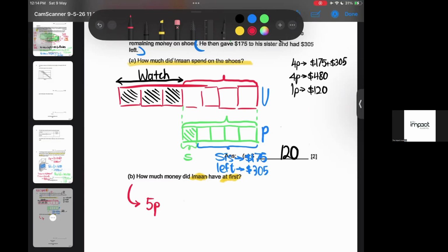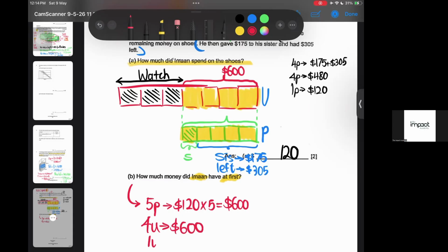So 5 parts in this situation is 120 times 5. What I am trying to show is that this entire thing is the same as this entire thing over here. So 120 times 5, we get 600. This is also 600, so 4 units is also equal to 600. Very good. 1 unit. Why are you finding 1 unit? Because we always love to find Mr. Green Man. Of course, 150.